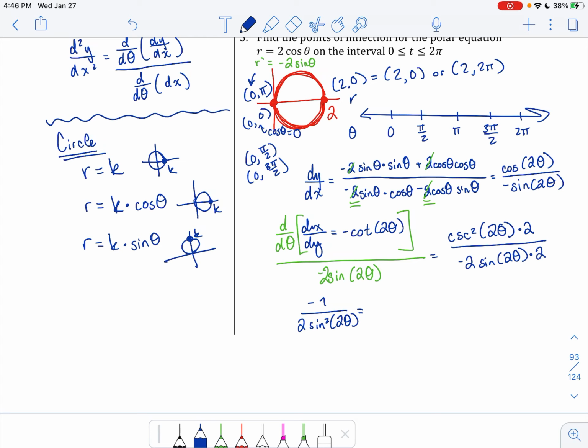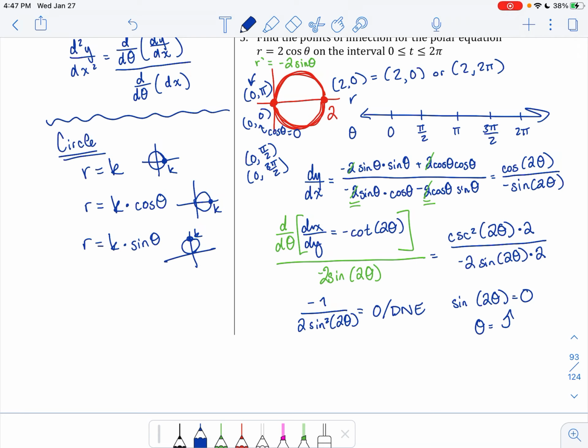And remember, we're interested in where this is equal to 0 or where it does not exist for our answers. It's never going to equal 0 because of the numerator, but we can look at where sine squared of 2 theta is equal to 0, because that would be where it does not exist. We don't need to worry about the sine squared. And again, we end up with theta equal to the same numbers as we have right here.